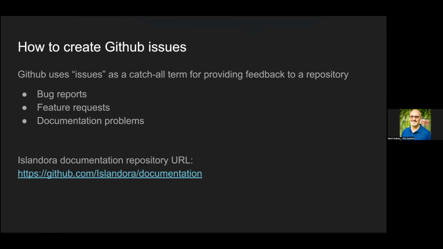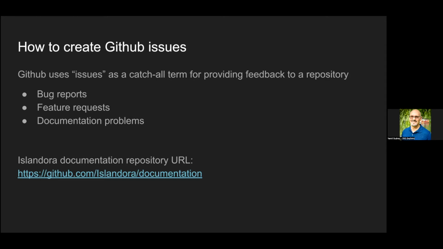Now, once you have an account, one of the many things you can do in GitHub is to create an issue. Now, first, I want to explain that an issue in GitHub is a casual term for a way to provide feedback to our repository. Typically, issues are used for bug reports. They're used for feature requests. They're also used for documentation problems.